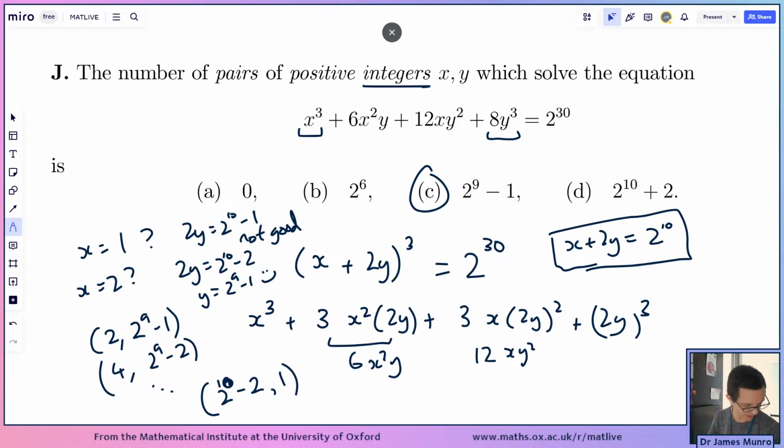Tara's got a different 2009 paper. Chat, what's going on?